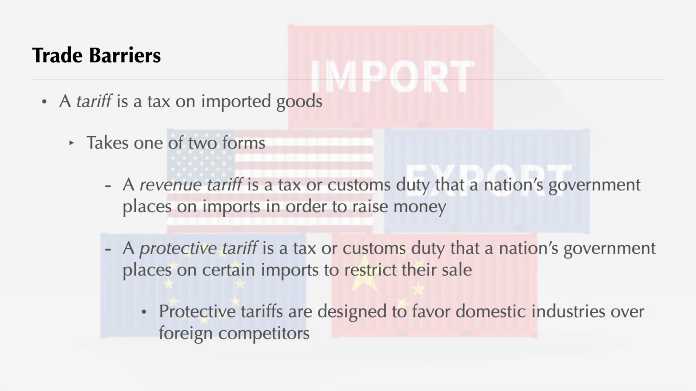Any tax on imports is a tariff. Tariffs are either revenue tariffs, which raise money for government, or protective tariffs, which restrict the number of foreign goods sold in a country. Until the early 1900s, revenue tariffs, or customs duties, were a major source of income for the U.S. government. After the U.S. government adopted the income tax in 1913, revenue from tariffs was considered less important to government finances. A protective tariff is designed to favor domestic industries over foreign competitors.